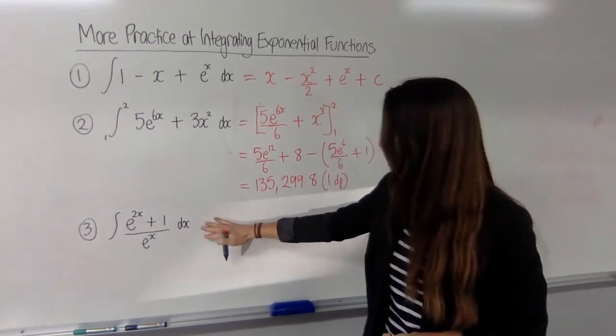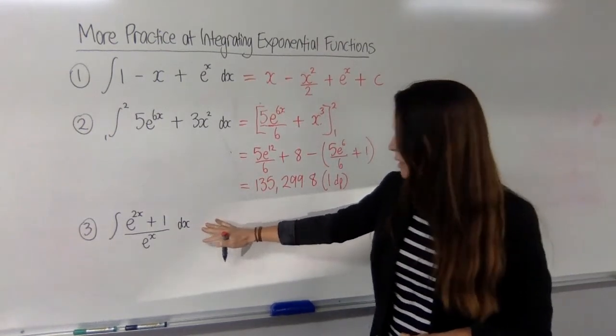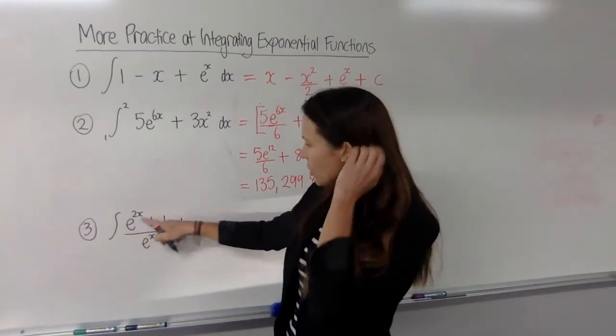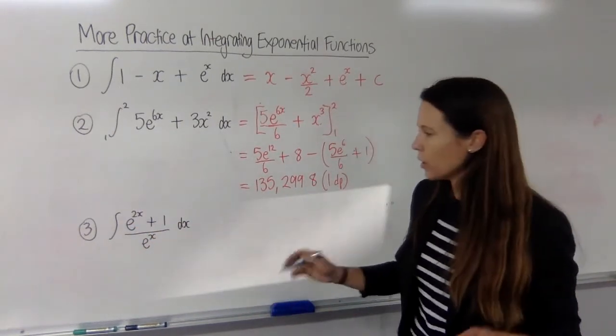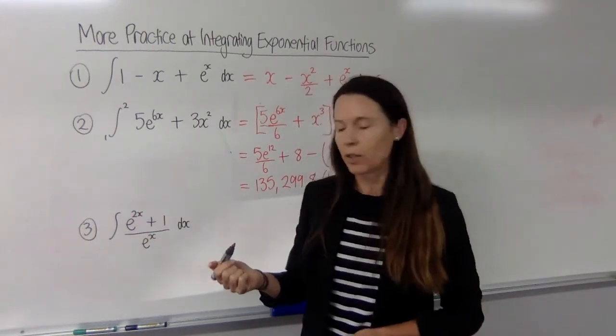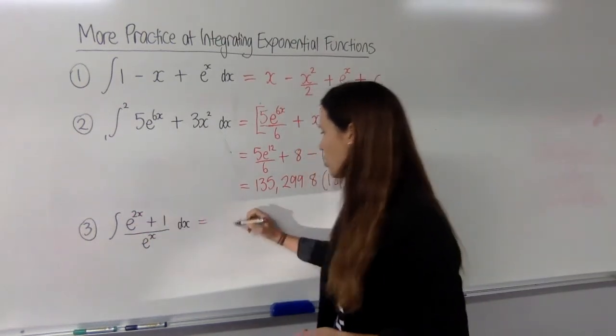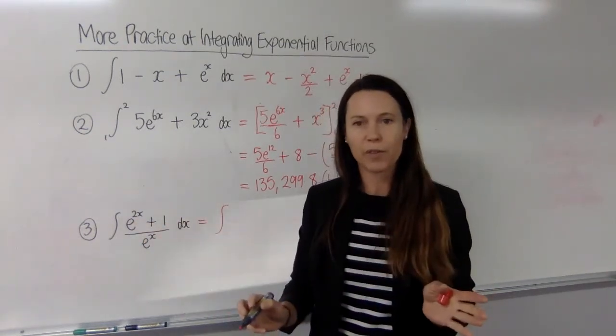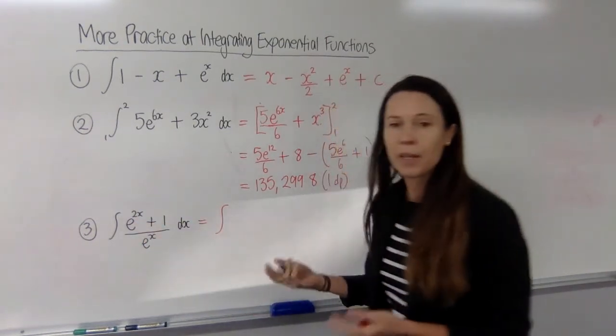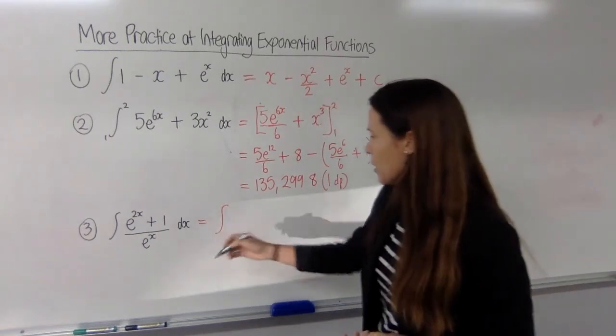All right, the last question. The trick here is, instead of trying to reverse the quotient rule or something like that, which we don't know how to do, don't be worried about this fraction. Instead, change your question to one that looks easier. Now, I want to break this up into 2 separate fractions because then I can simplify them and integrate much more easily. So let's start.